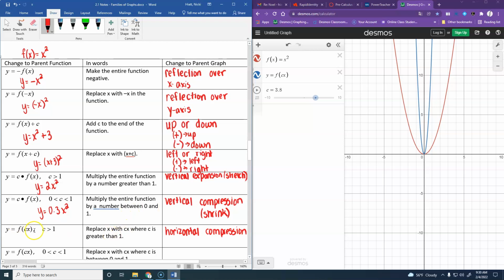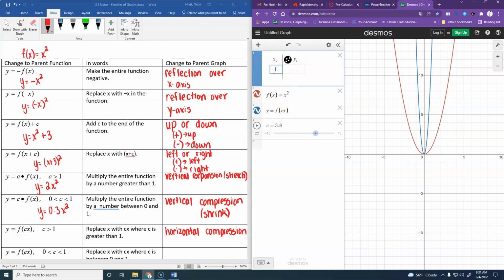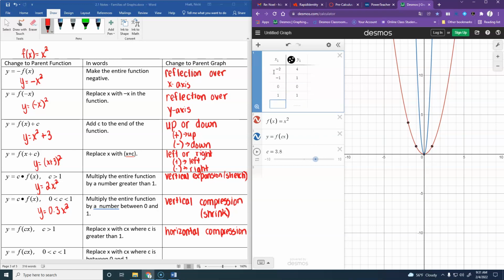So if you think about what's happening here, if you had a table just for x squared, -2 would be 4, and -1 would be 1, and 0 would be 0, 1 would be 1, and 2 would be 4, right?